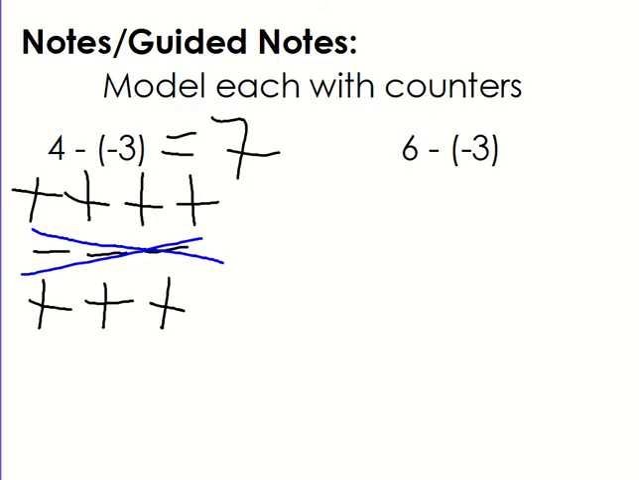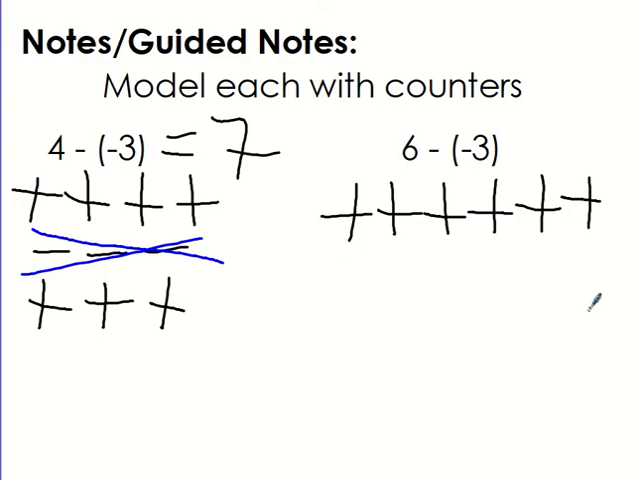Okay, let's do the next one. So we're going to start with +6. 1, 2, 3, 4, 5, 6. Again, it's telling us to subtract or take away -3. I don't have -3. I have only positives. I can't just take 3. These are not negative, so I can't take away -3. If it said take away +3, then I could.